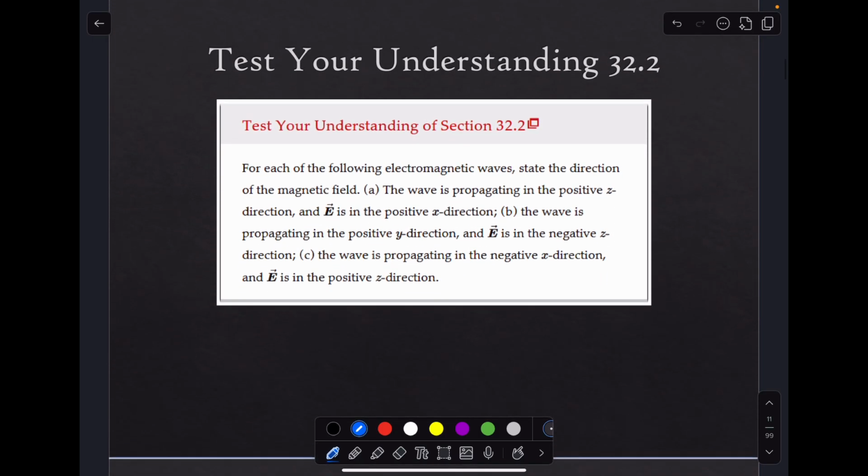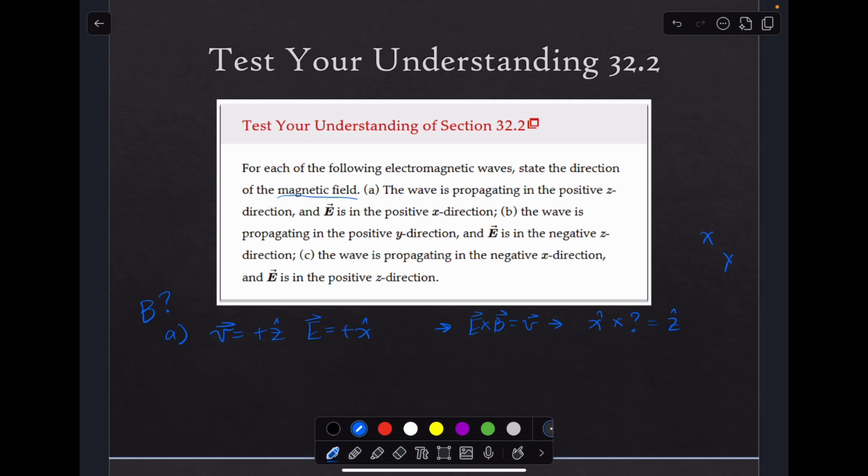So let's look at this conceptual problem and let's practice that right-hand rule. Find the direction of the B field in each case. So part A, we have the wave propagating in the positive Z direction, and then the E field is in the positive X direction. And we know that E cross B equals V. So that means our X hat cross what is going to give us positive Z.